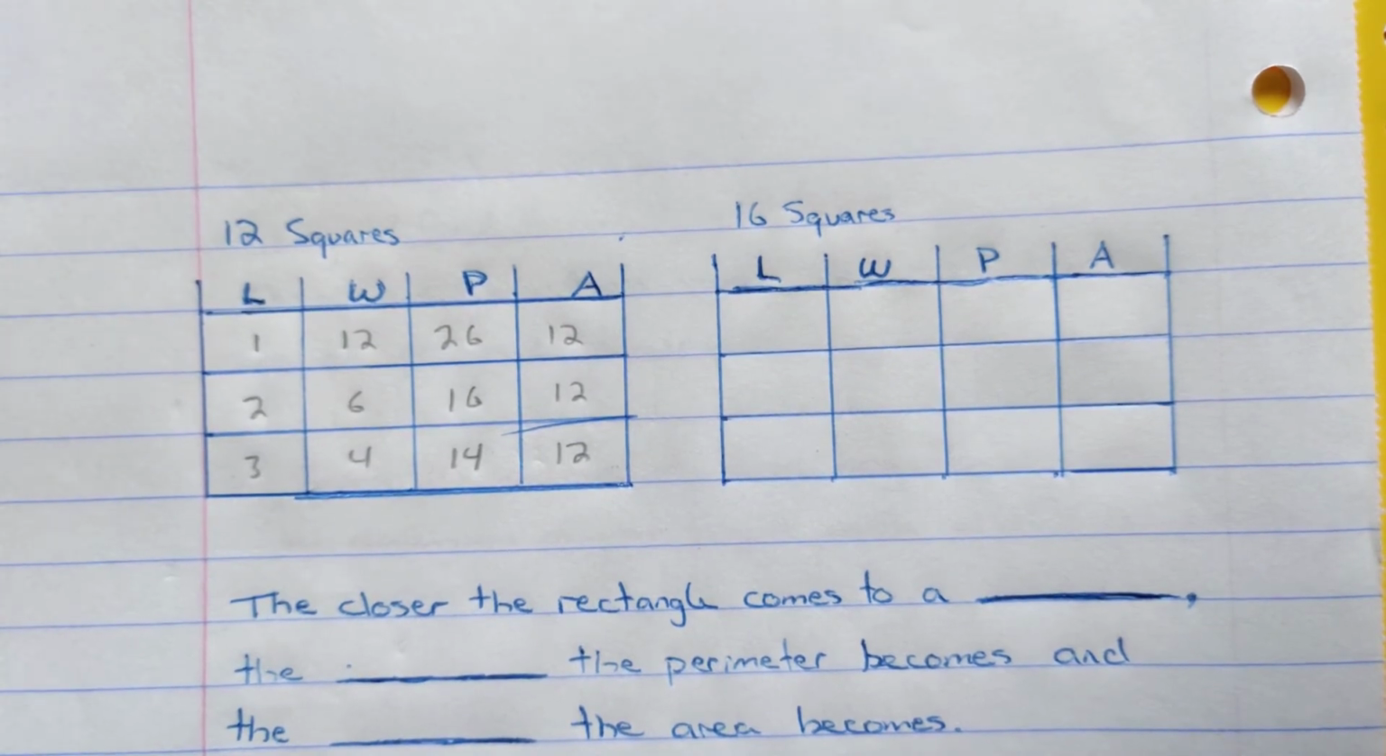It makes sense that the areas are all the same because area, again, is the number of squares that make up the shape. Because we had the same number, 12 squares, every time we should have an area of 12. The perimeter changes, though, because more sides are touching each other.